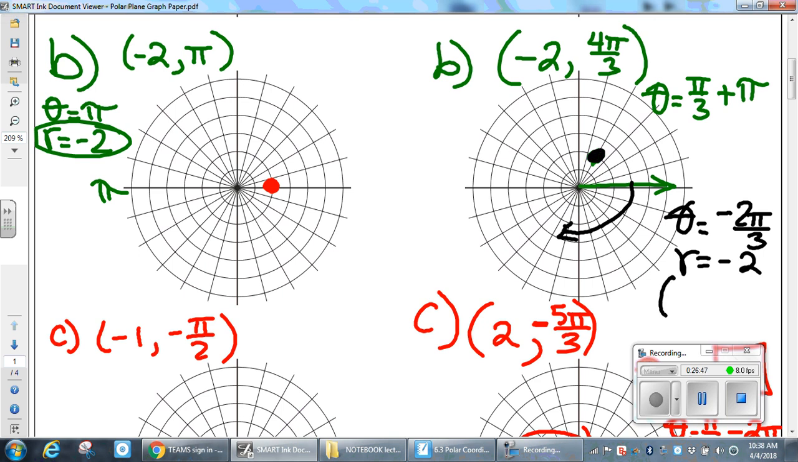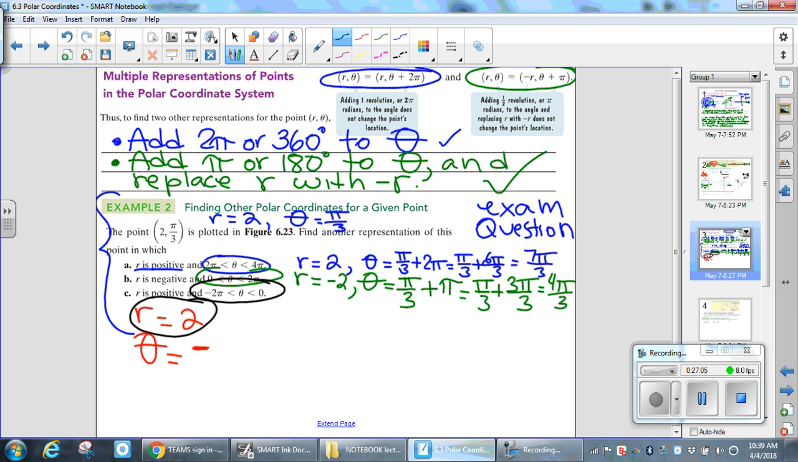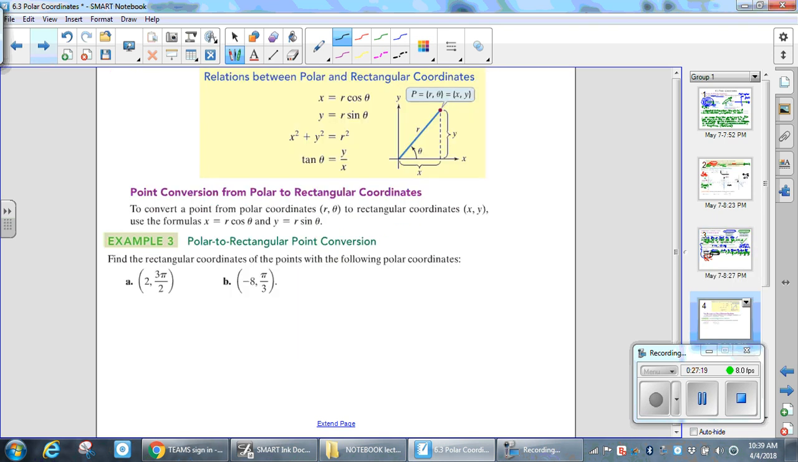Isn't there a lot of ways you could do it? Yes. How many? Infinitely many, because we could always keep adding or subtracting 2 pi. So many different ways to represent that. But you still need to pay attention to the conditions. Do we want R positive or negative? We need to pay attention to that and the angles, of course. Okay, so let's go to the next one.